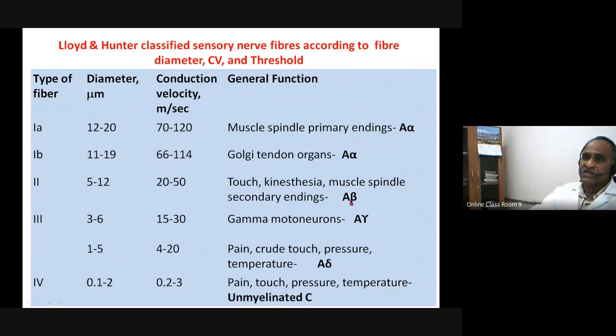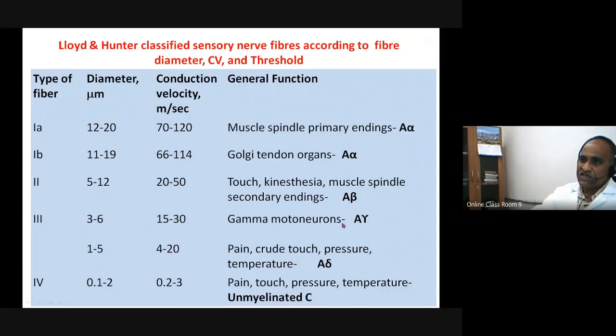So these are A beta fibers in terms of the Erlanger Gasser classification. Then group 3 fibers, the fiber diameter is half of this. That means 5 microns. The velocity is half of this, 25 meters per second. These are gamma motor neurons, and 12.5 meters per second. These are A delta fibers.